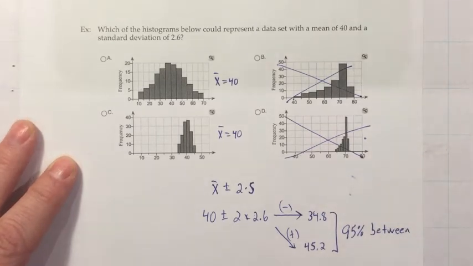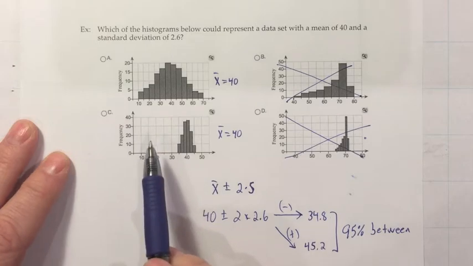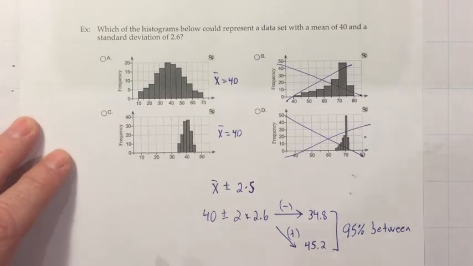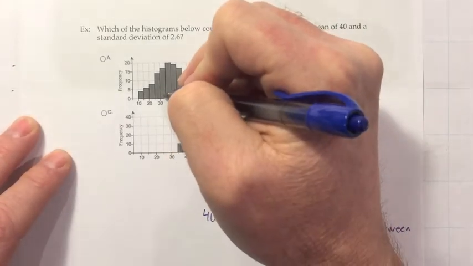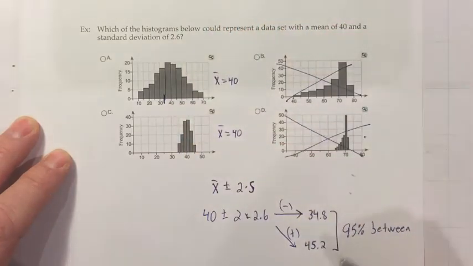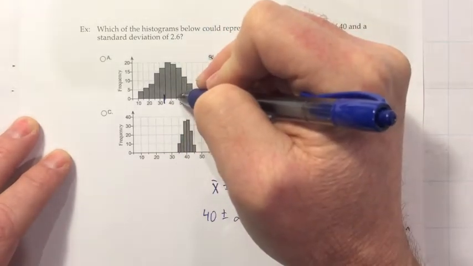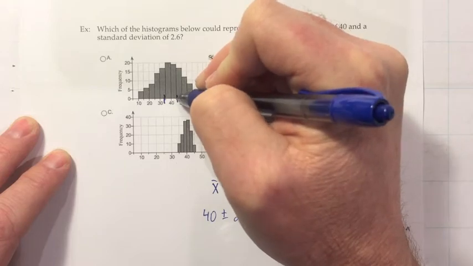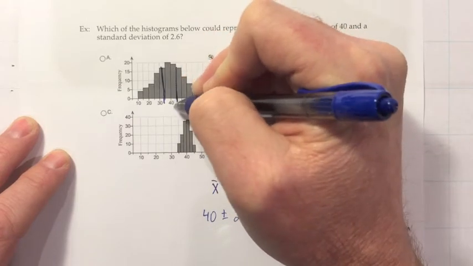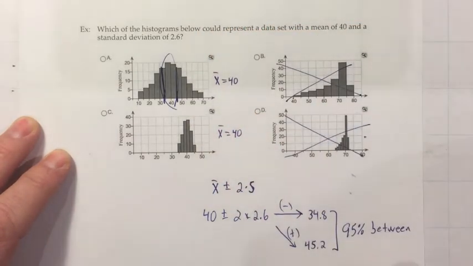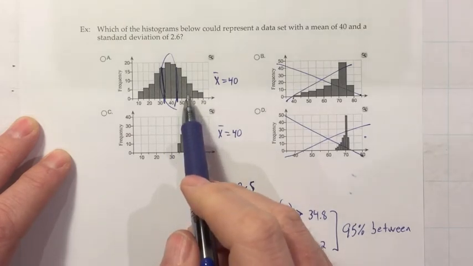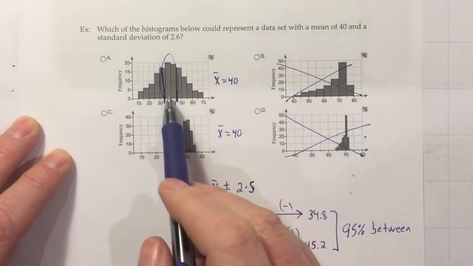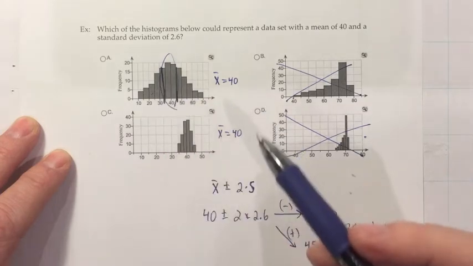So let's think about that on these pictures. If I go to 34.8, that's right about here, and 45.2, that's maybe right about there, does that look like 95% of the data? And I would say no way. There's a lot on the right, there's a lot on the left. This is not the majority of the data.